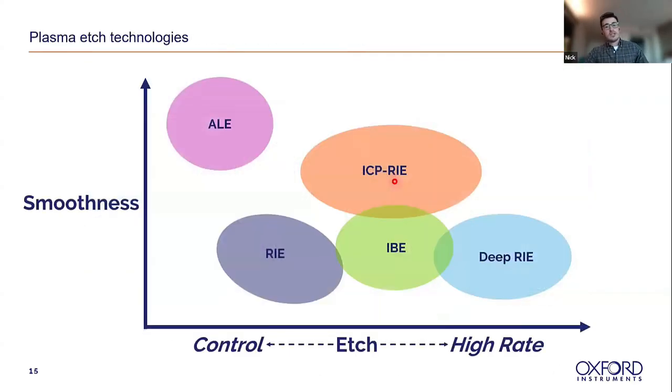So when we look at the different etching technologies that we can use in micro and nanofabrication, they can very broadly and very loosely be defined in terms of the etch rate that you have and the low damage smoothness that you're able to achieve.